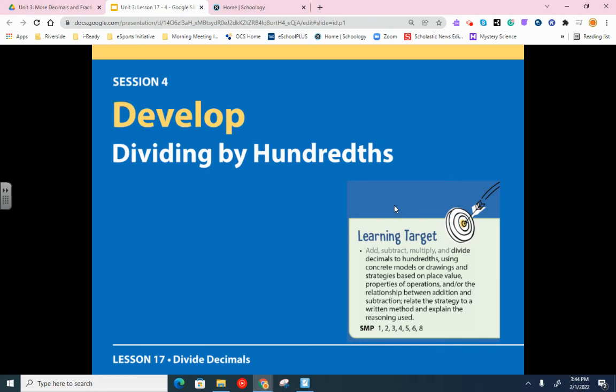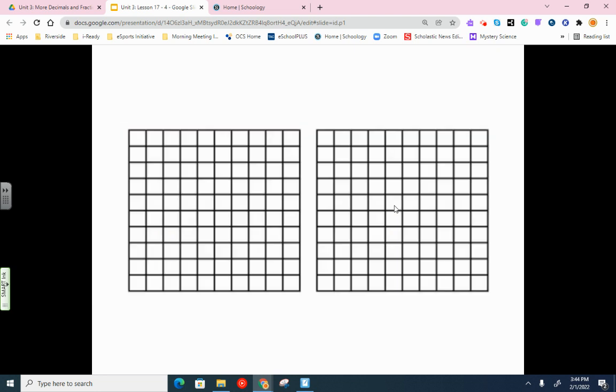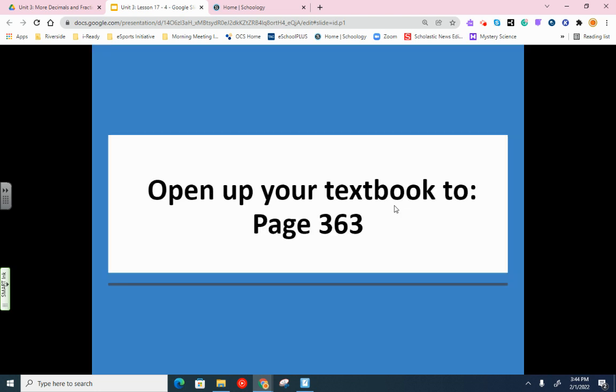Okay, we're moving on to dividing by hundreds. Now, the only thing that's going to be different about this lesson is that our divisor, or the number we divide into our dividend, is going to have probably one more spot to move our decimal point over. So there will be a slight change to that. Because of that, I'd like to skip over the warm-up we have here and go right into the lesson on page 363.